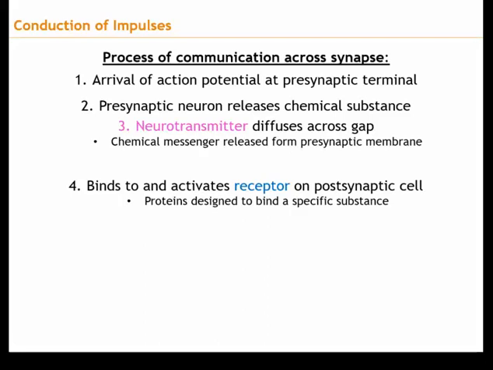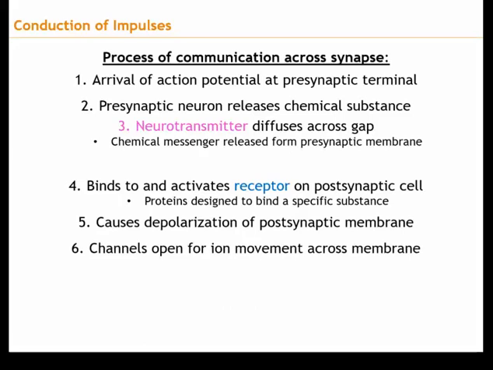If enough of that chemical binds to the receptor, this causes depolarization of the next membrane, so of the postsynaptic membrane, the other cell. And then that's going to cause the channels to open, and the ions now can move across the synapse, so across that tiny gap. Then the action potential can propagate across.